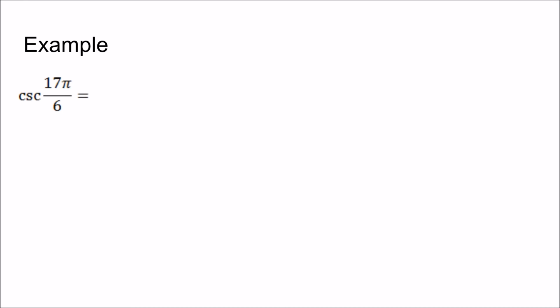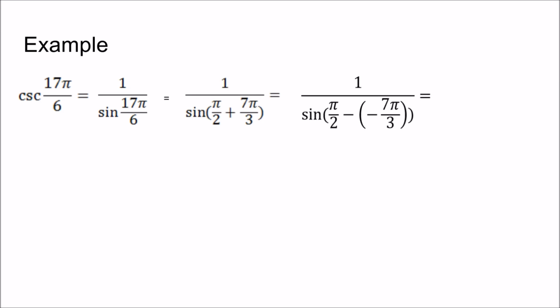Another example is cosecant of 17 pi over 6. So we are finding the exact value of this given expression. Cosecant of 17 pi over 6 is equal to 1 over sine of 17 pi over 6. And again, as we have done in the previous problem, we are writing this in a new sort of cofunction format, as I would call it, in order to utilize our cofunction identities. In this case, it can be rewritten as 1 over sine of pi over 2 minus, in parentheses, negative pi over 3.